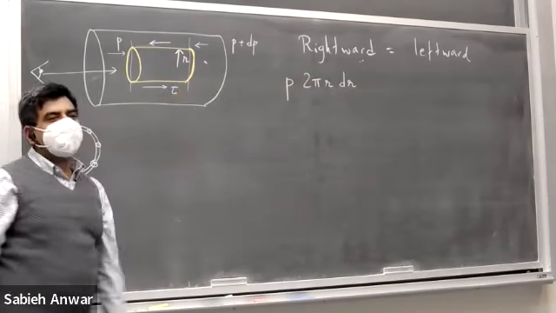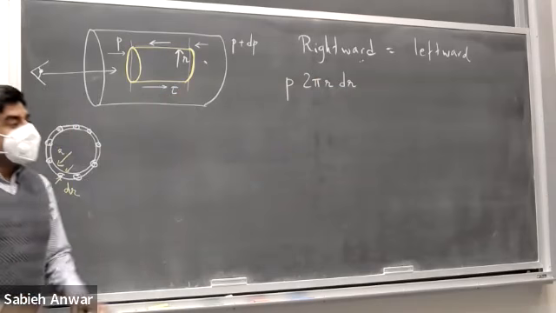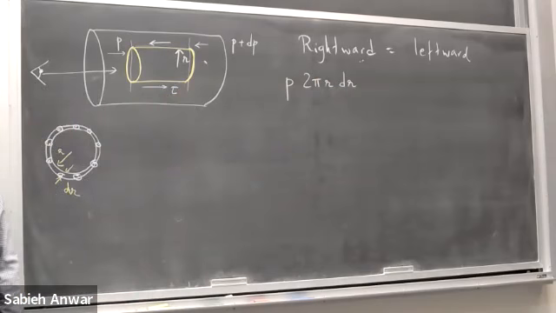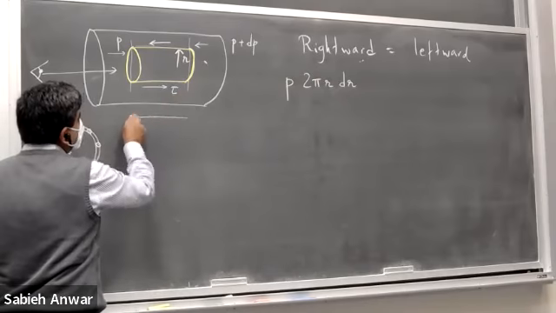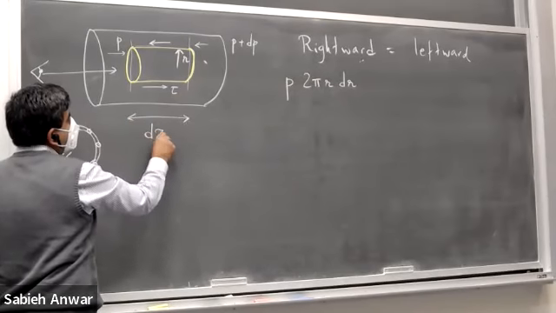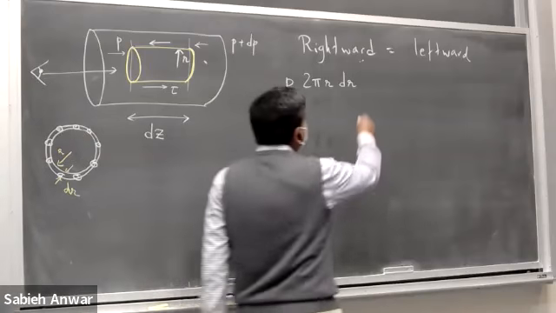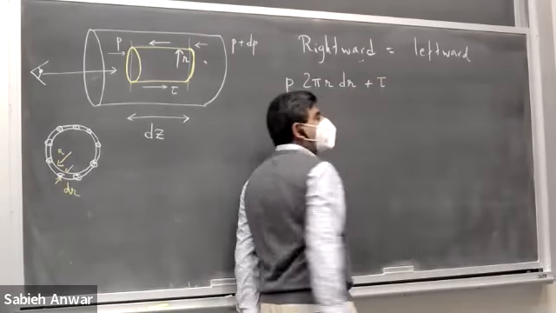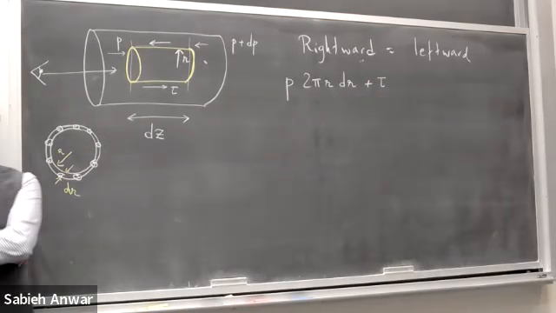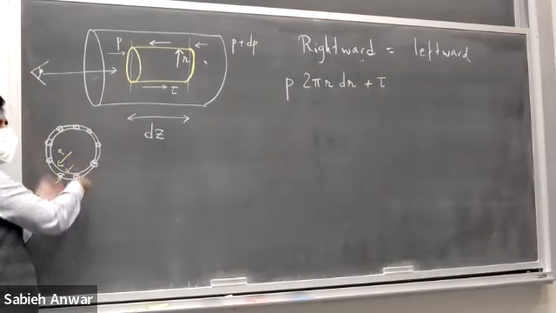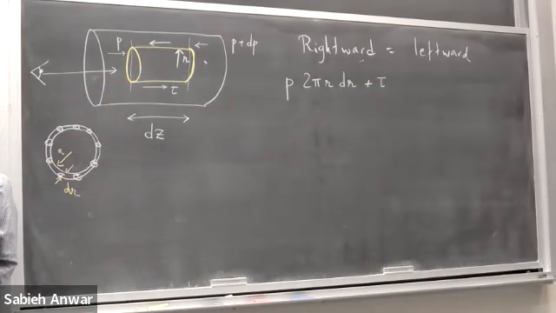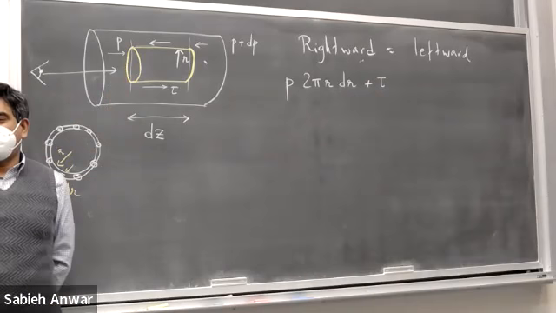But I also need to consider the forces acting due to the shear stress. Could anyone tell me what those forces are going to be if this length is dz? In order to calculate a force, I need to multiply stress with the area. Now my shear stress is tau. What area do I need to consider? Is it this area? What is my relevant area over here?